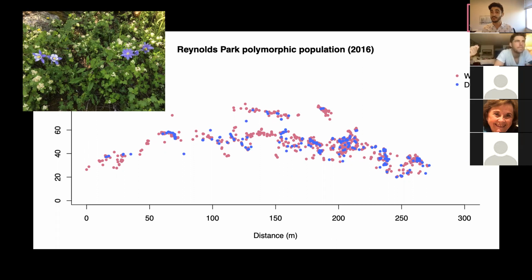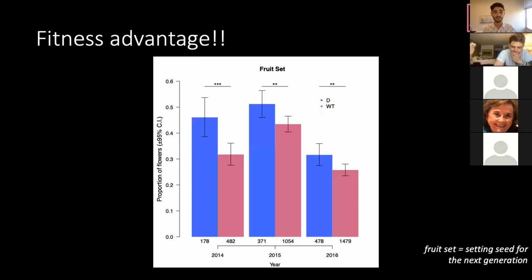So after 3 years of measuring fruit set, did we notice any difference in reproductive fitness? And the answer is a resounding yes. And I'll walk you through this graph. Each set of columns is a different year, 2014, 15, and 16. And these numbers on the bottom are the total number of flowers for that year. The red bars are wild type, blue bars Dahlia.